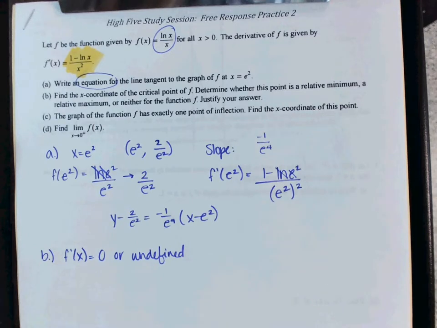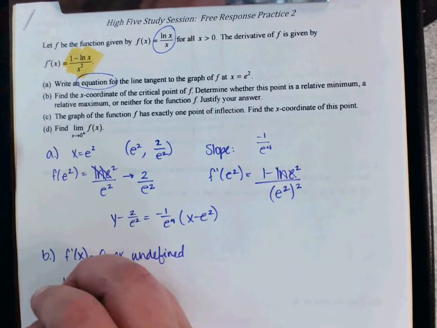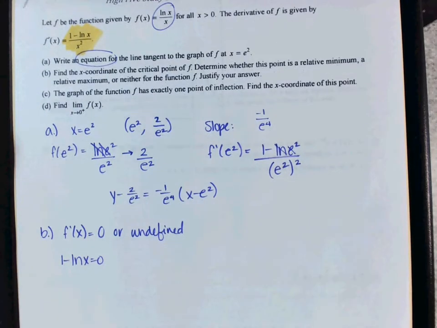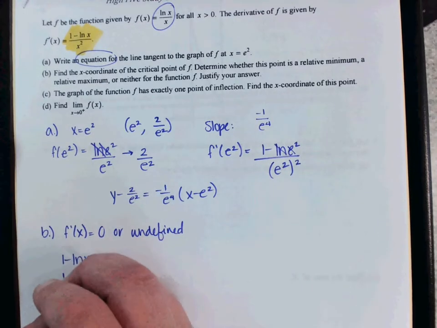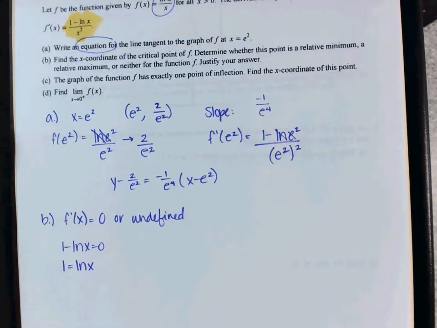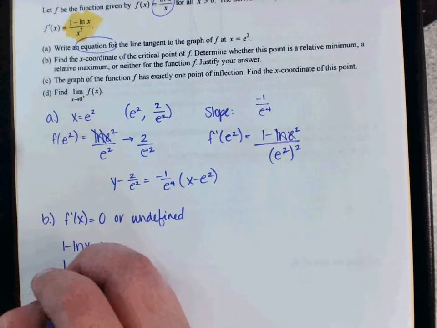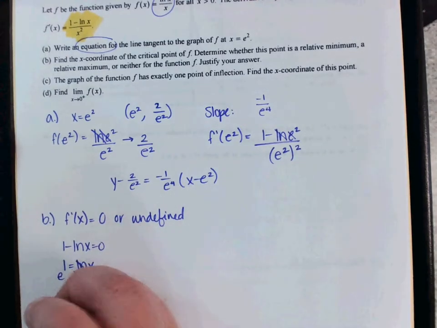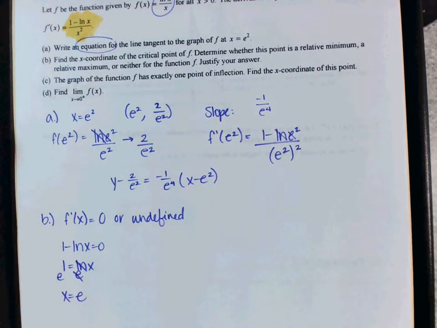Okay, so look at the top. I'm going to let 1 minus ln x equal 0. Well, then I'm going to add my ln x across to the other side. Then I want to know when ln x equals 1. How do you solve that? Take e to both sides. So it'd be e and e. E and ln cross out, then x is e to the 1, which is the same as e.